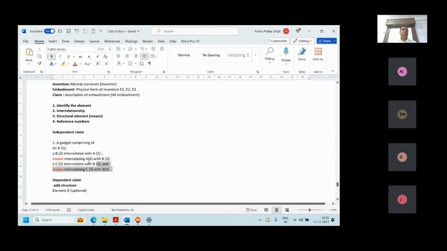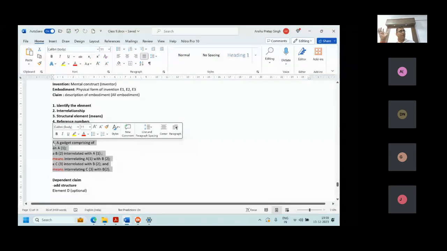That's okay. So this is more or less how a structure will look. When I'm talking about interrelationship, what do I mean by it? Interrelationship can be any connection. For example, there is something mounted on another thing, and even when it is mounted, it is rotating. So you can say rotatively mounted on. This is one type of connection.